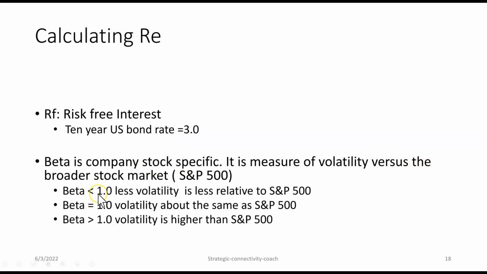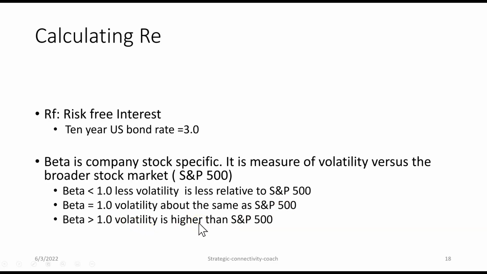If the beta is less than 1, volatility is less relative to the S&P 500, which means that as the S&P 500 may go up, say, 10%, a beta less than 1 means that on average, it will go up less, and similarly it will go down less. A beta of 1 basically means it's very similar to S&P 500 volatility. If the beta is more than 1, it is more volatile than the S&P 500.